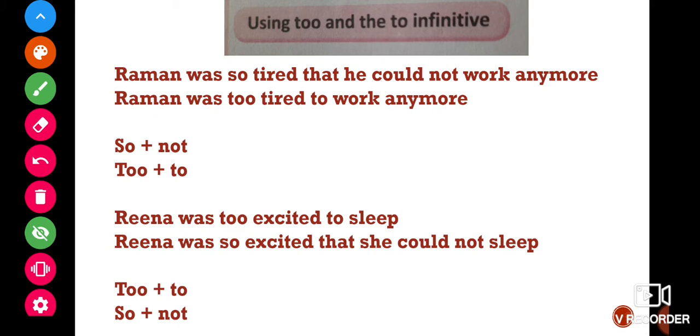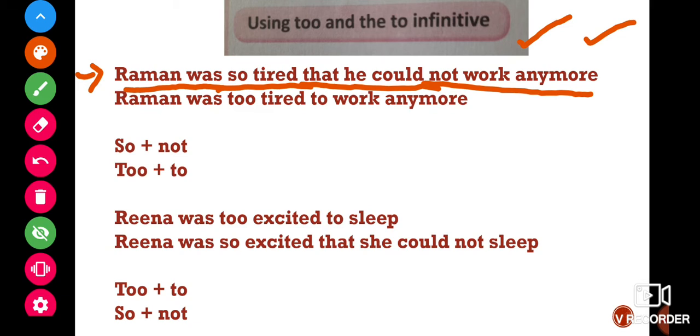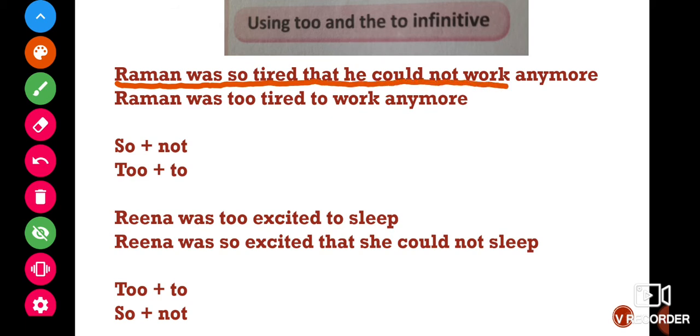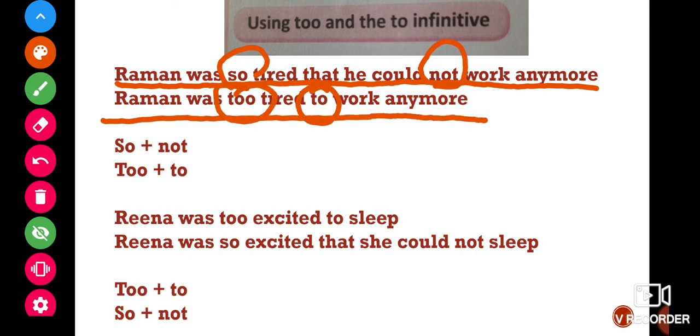Now let us move on to the next topic, using too and the to infinitive. So let us do this with the help of examples. This is the first sentence. Raman was so tired that he could not walk anymore. Now here if you look at the sentence formation, we have so plus not, like this. So whenever we are supposed to use too and to, we have to remove this not from the sentence. Consider this. Raman was too tired to walk anymore. So as you can see in the first sentence, we have so plus not, but in the second sentence we just have too. We don't have not in this sentence. So that is the rule.